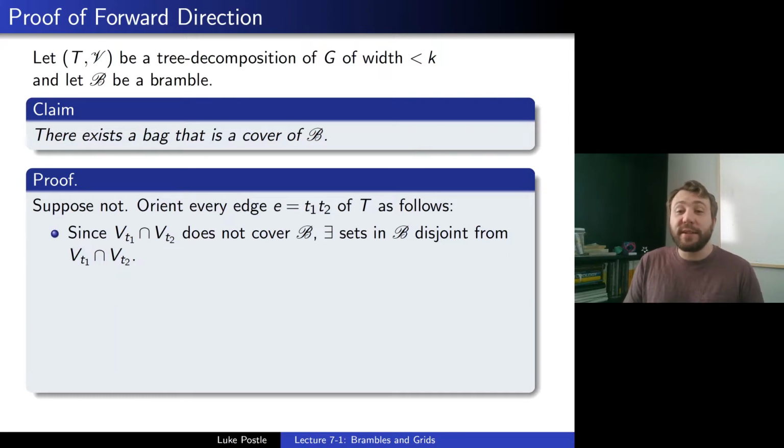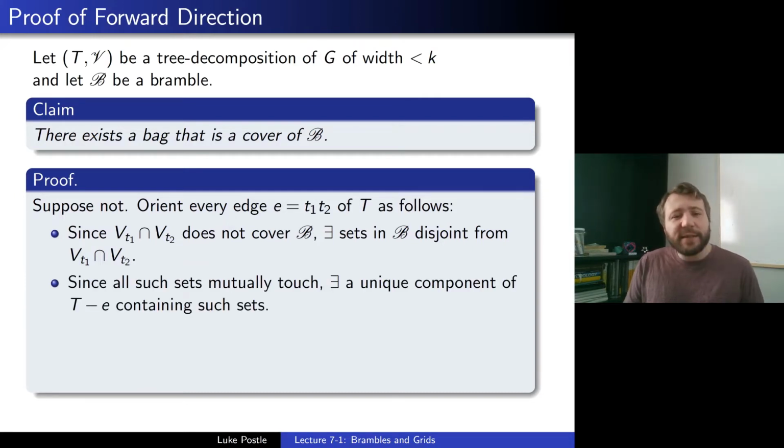So that means there exist sets in the bramble that are disjoint from this intersection. And if you think about it, since all such sets mutually touch, there's a unique component of T minus e that contains such sets. So there's a unique direction where the bramble lives. We orient the edges toward the direction where the bramble lives.